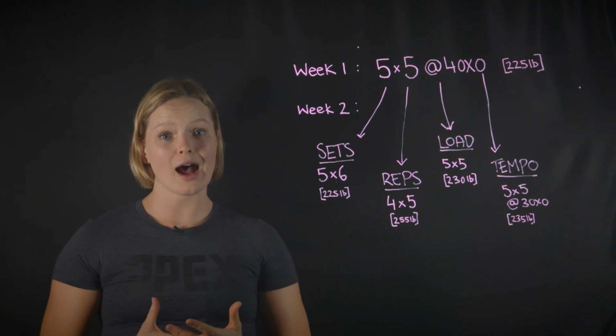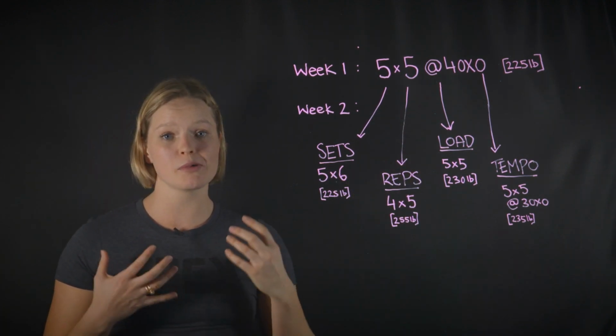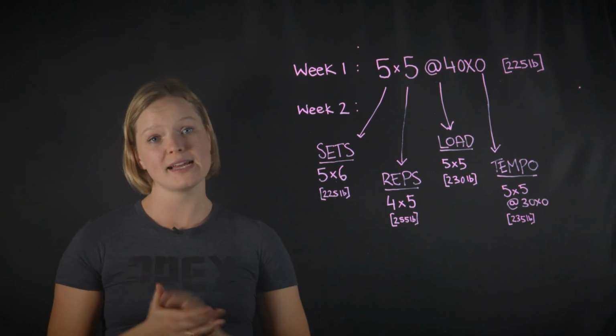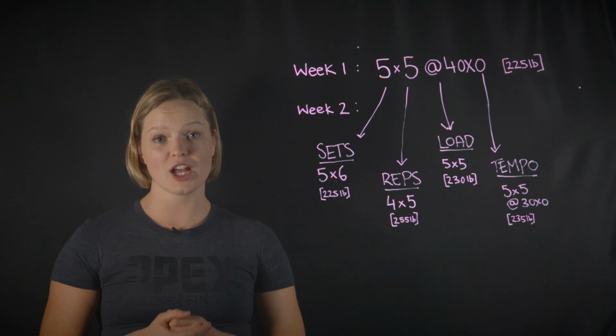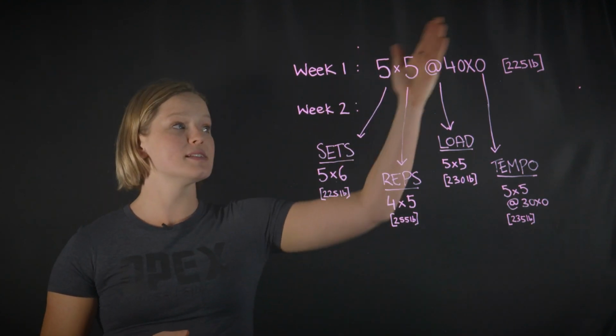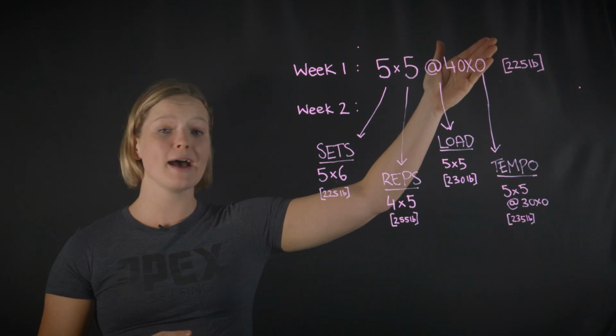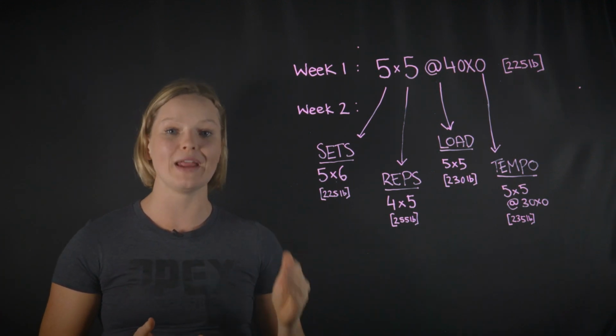Option number 3 over here is load. So with load, I am keeping my 5 by 5 the same. I'm still having them do the same number of reps and sets. Tempo stays the same, so it is still 40x0. The only thing that's going to change is that client is going to add an extra 5 pounds to the bar. So instead of squatting 225 pounds, they're now squatting 230 pounds and making that small little gain in tonnage over week 1 to week 2.